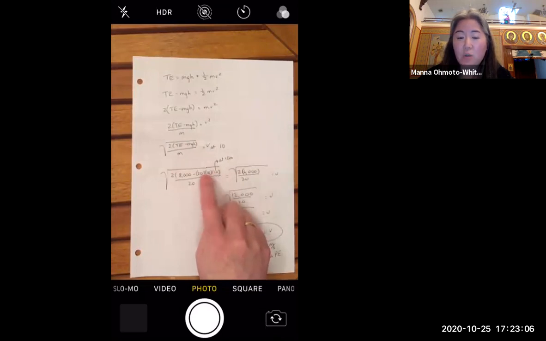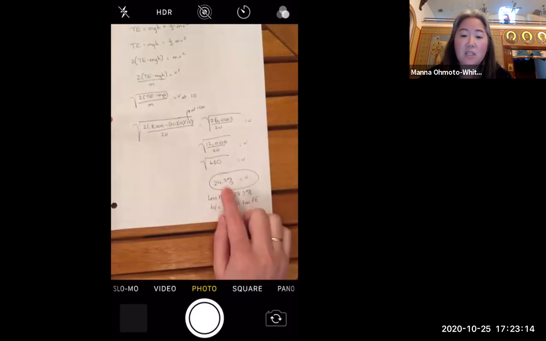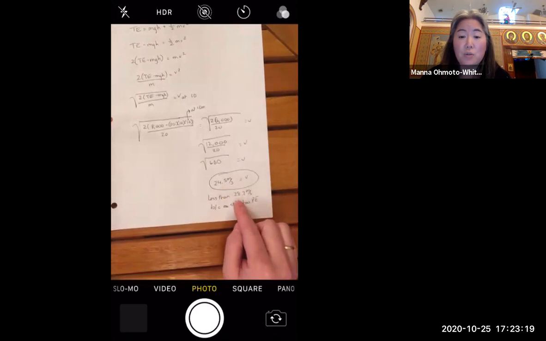So I plug this in, remembering, this is my TE, that the height that I'm going to be using is not going to be 0 or 40, it's going to be at 10 meters. So mgh is going to be 20 times 10 times 10. They just happen to be the same number because it's a coincidence. I place that over the mass, and I find that my velocity is 24.5 meters per second. So that's less than 28.2 meters per second, but that makes sense because I'm not at the bottom of the hill.